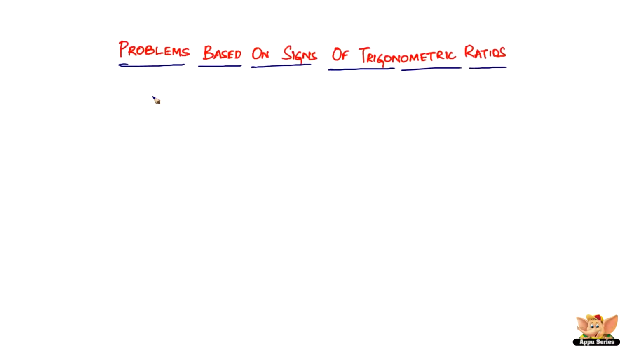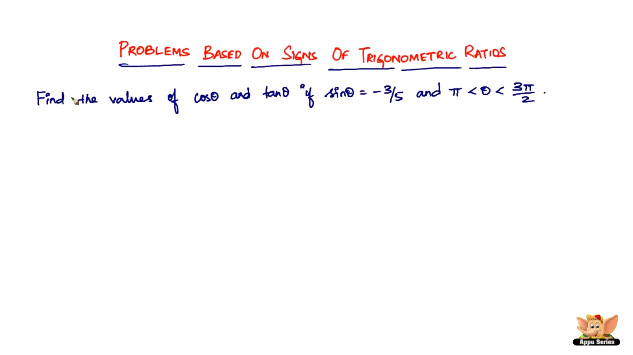In this video, let us solve problems based on signs of trigonometric ratios. So here is a question which reads like this. Find the values of cos theta and tan theta if sin theta equals -3/5 and theta is greater than pi but less than 3 pi by 2.